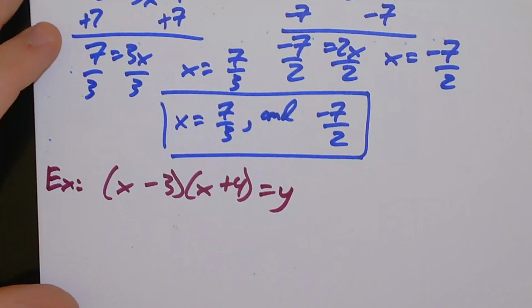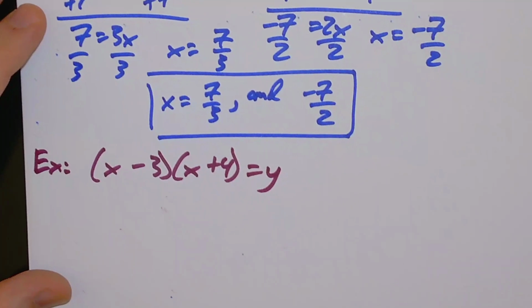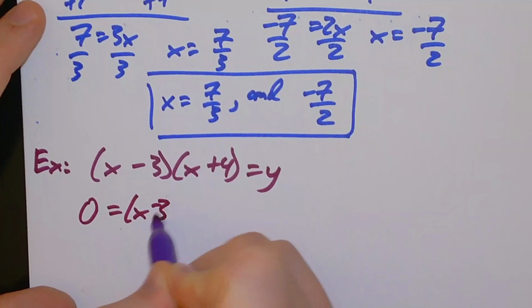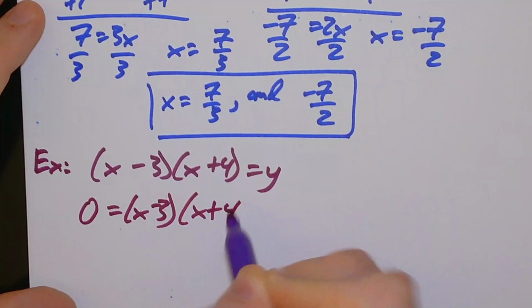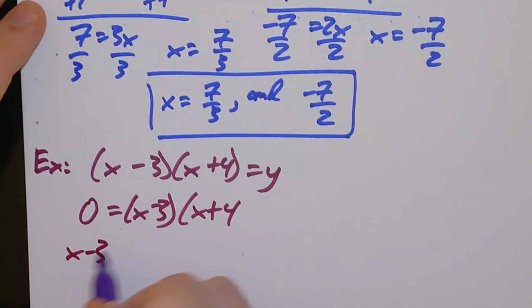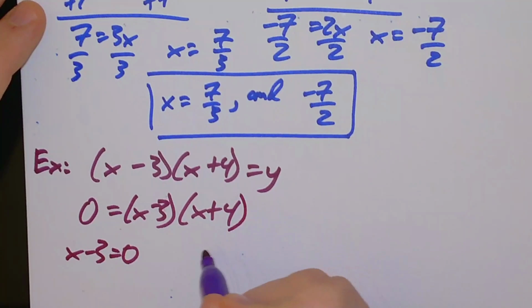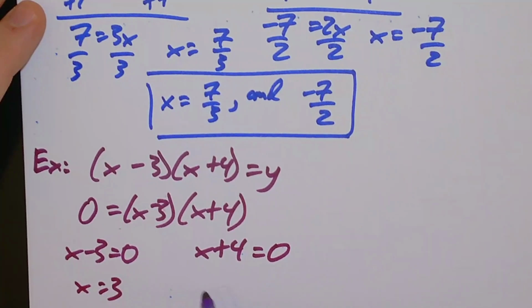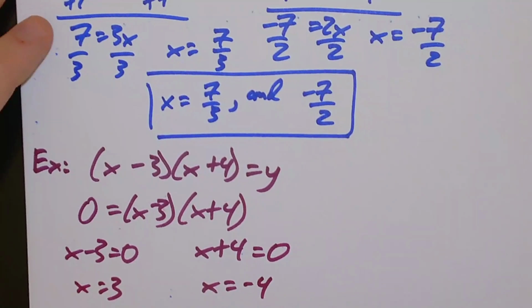This, it's already factored for us. And so we just say, okay, 0 equals x minus 3, x plus 4, which means x minus 3 equals 0. X plus 4 equals 0, which means x equals 3, x equals negative 4.